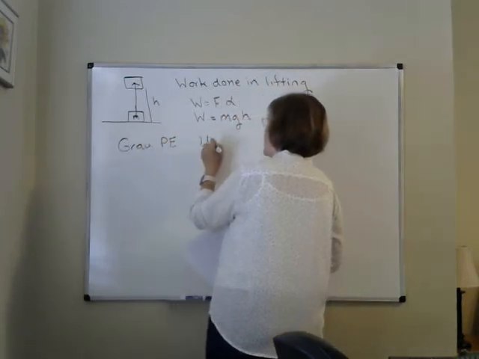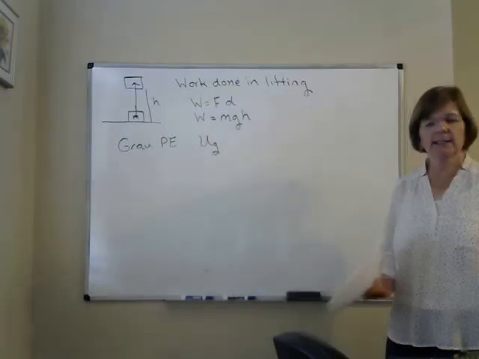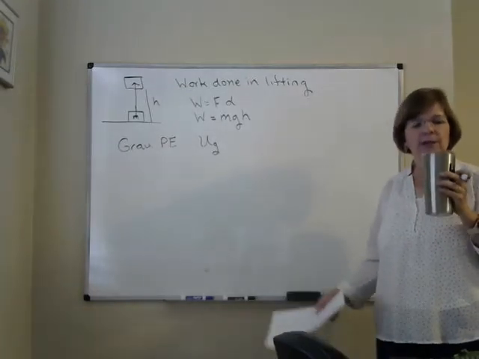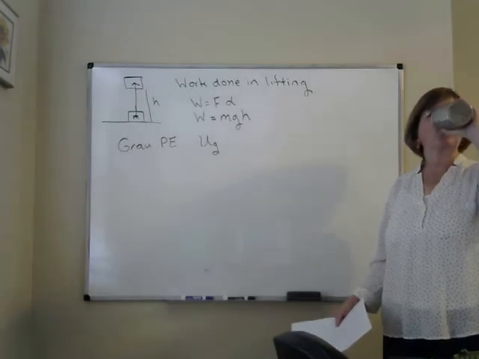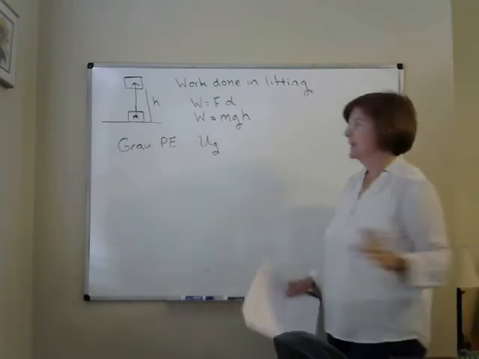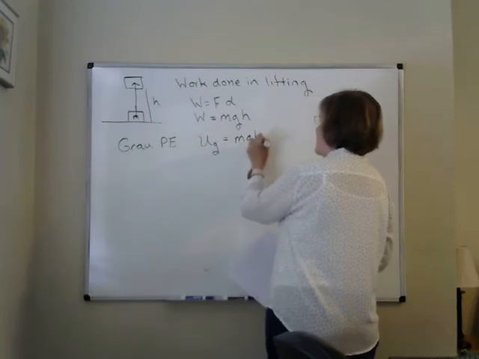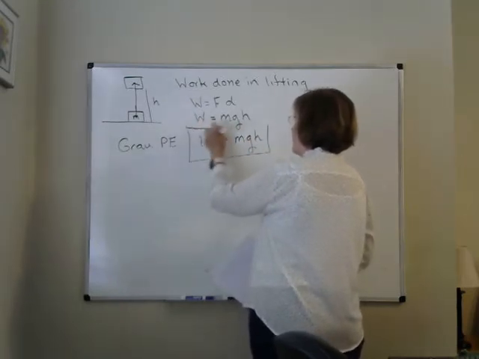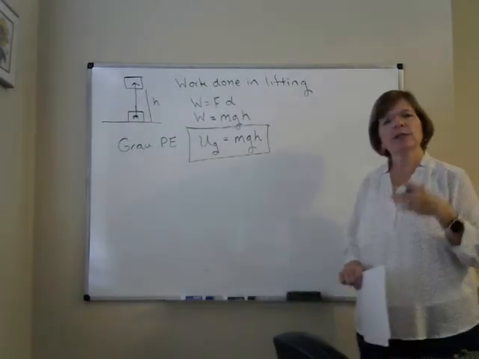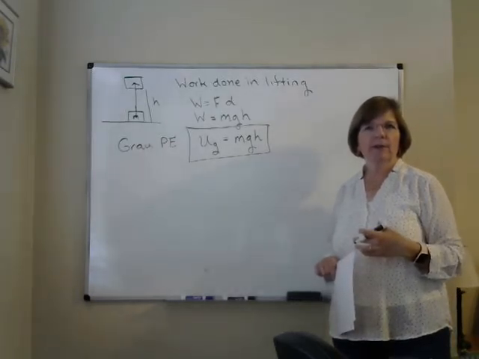The symbol for gravitational potential energy is a U. U always means potential energy. You also hear it said to mean internal energy, stored energy. So our gravitational potential energy is just mgh, where h is the distance it lifted. Now, it's really important to understand, only changes in potential energy are important.